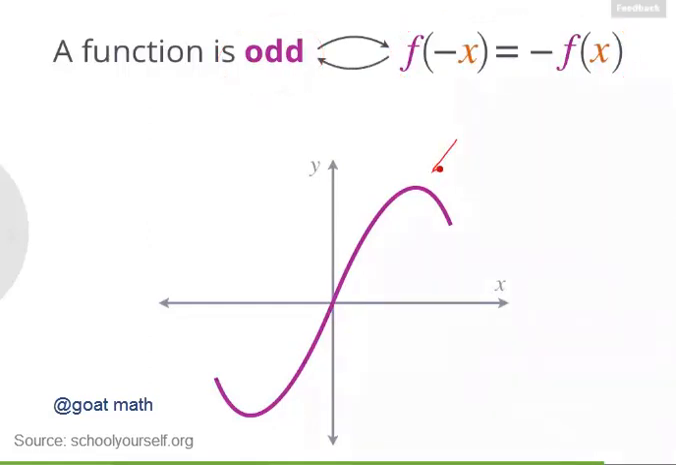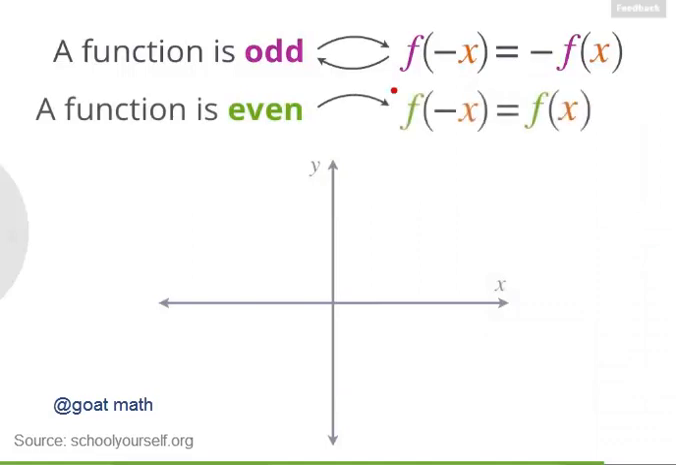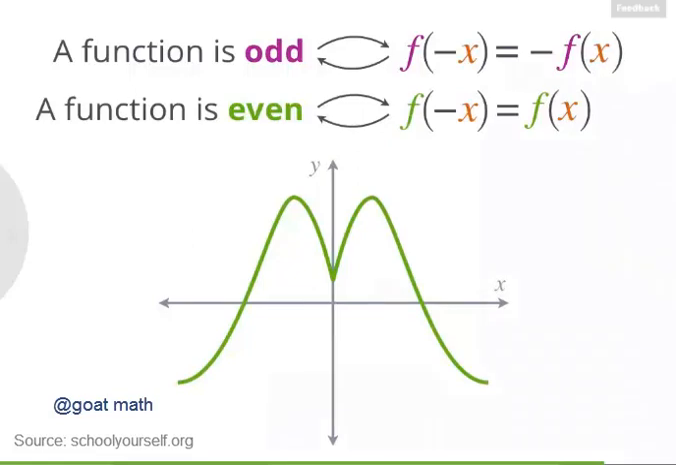Here's an example of an odd function. If you rotate it 180 degrees around the origin, you get the same function back. This is only true for odd functions. And if a function is even, that means f of minus x equals f of x for every input x. This is the definition of when a function is even. Here's an example of an even function, and all even functions are symmetric across the y-axis.